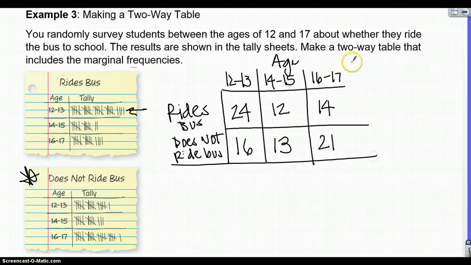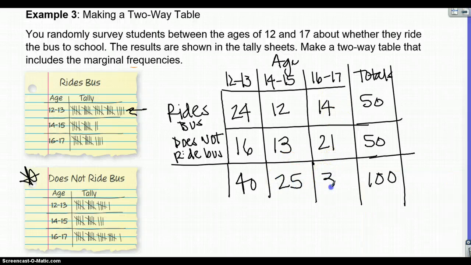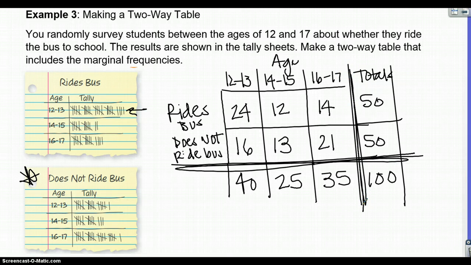Now I have to include my marginal frequencies, which are my totals. And the amount of students who ride the bus, if I add 24, 12, and 14, I have 50 students who ride the bus, and I have 50 students who do not ride the bus, for a total of 100. And people ages 12 to 13, I have 40 students. 14 to 15, I have 25 students. And 16 to 17, I have 35 students. And then 40 plus 25 plus 35 is also 100. And that is how you make a frequency table. Or excuse me, a two-way table.